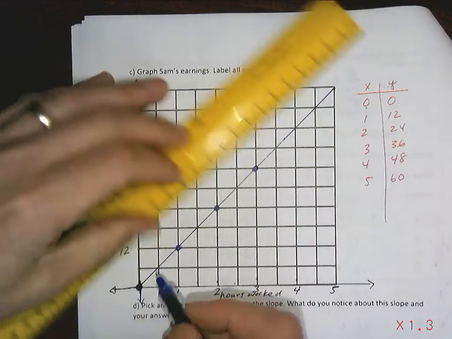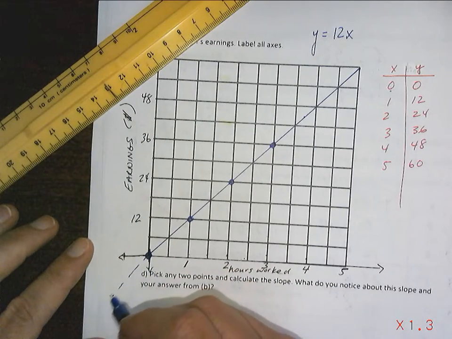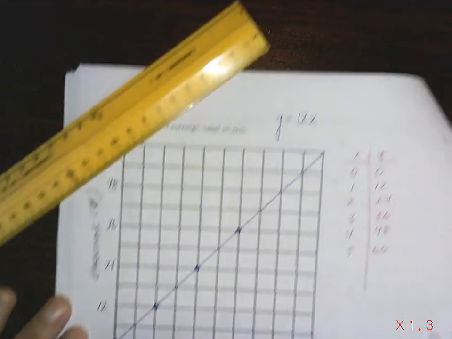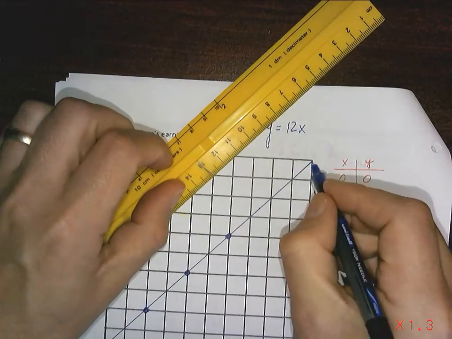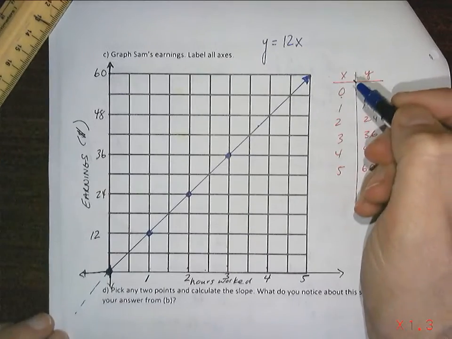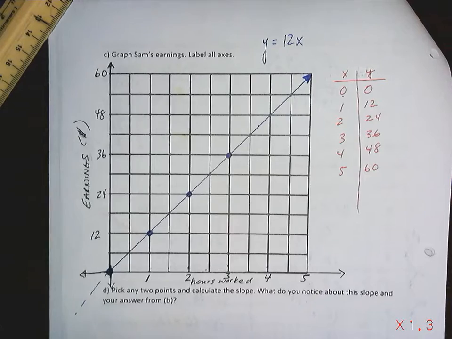Question: does it make sense to bring the line down here? No, because that would be negative hours and negative pay, so that's not going to make any sense. Does it make sense to put an arrow on the line indicating that it could go up if he worked more hours? Yeah, that makes sense. So there you go. That's Sam's earnings.